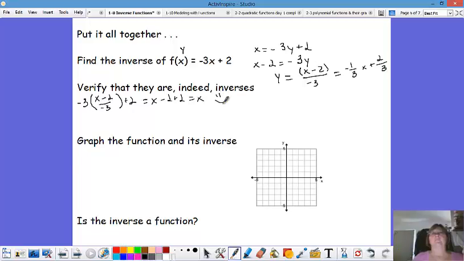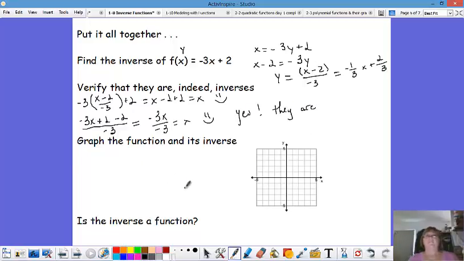So that's good. Now we go the other way. We put the f function into the g, and we think to ourselves, okay, it calls for x minus 2, so we're going to put in negative 3x plus 2 minus 2 all over negative 3, equaling, well, now we simplify. On top, the 2 minus 2 goes away. Negative 3x over negative 3 equals x. Yes, they're inverses. Yes, they are.